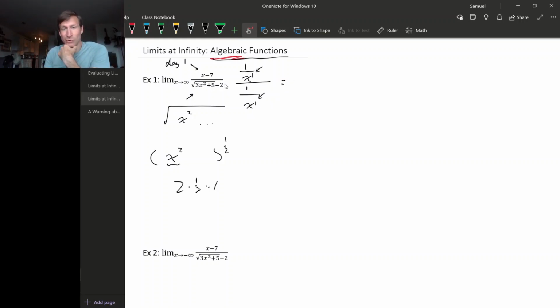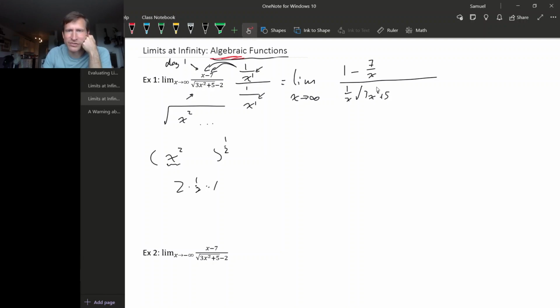All right, so that's the idea anyway. Now let's see if the idea does us any good. So let's distribute this 1 over x through the numerator and denominator. So limit as x goes to infinity of, distributing through the numerator, we get x over x is 1 minus 7 over x. Now in the denominator, things are a bit more complicated. So when we distribute our 1 over x through the denominator, we get 1 over x times the square root of 3x squared plus 5 minus 2 over x.